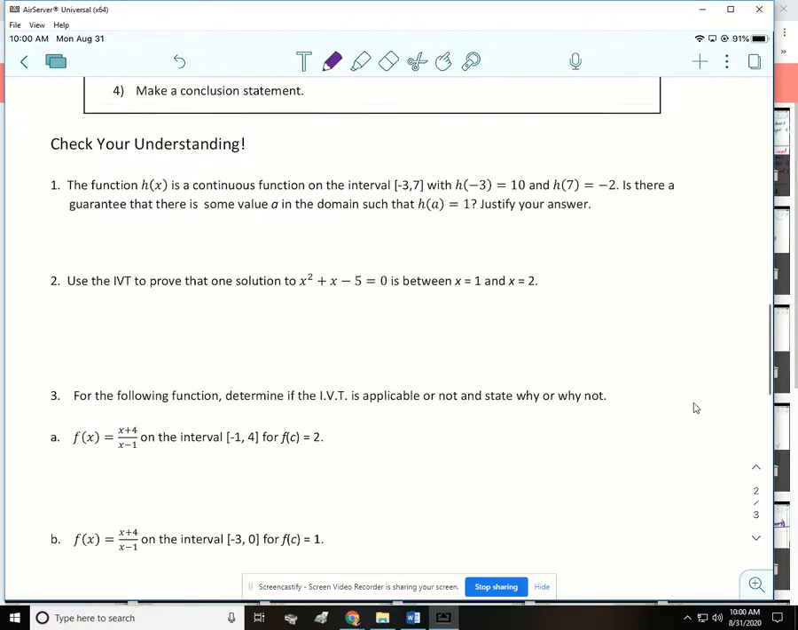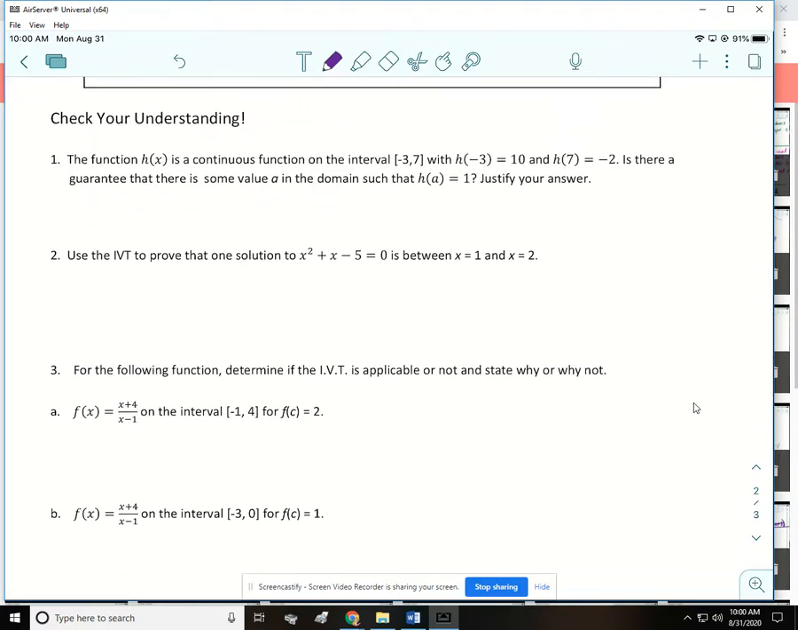All right, so let's do some checks for understanding. Number one, if h of x is a continuous function on the interval from -3 to 7, and we know h of -3 is 10, h of 7 is -2, is there a guarantee that there is some value a in the domain such that h of a equals 1? And then we have to justify the answer. So we start off at the beginning of the problem, and it tells you h of x is continuous. So we have satisfied that condition. So we'll start off with that.